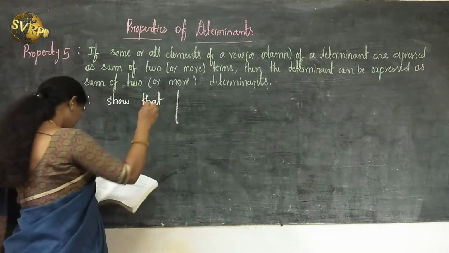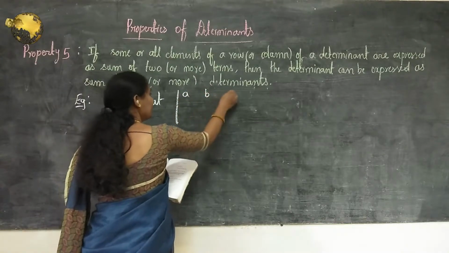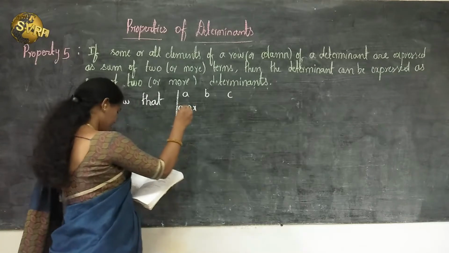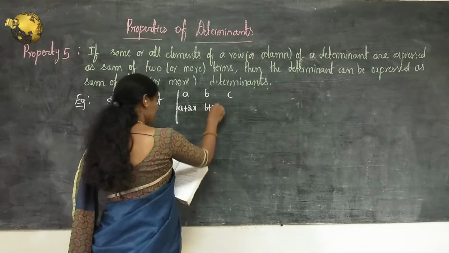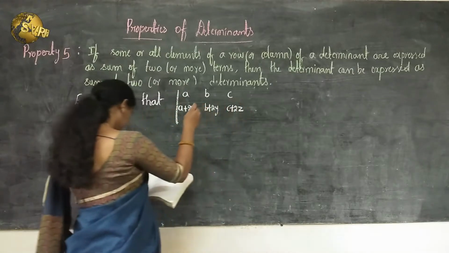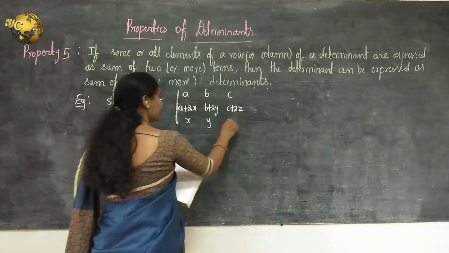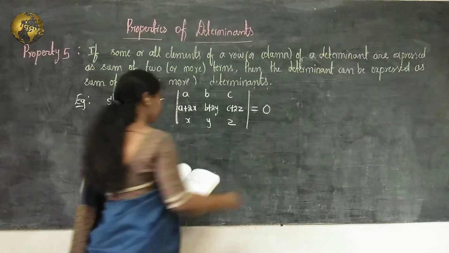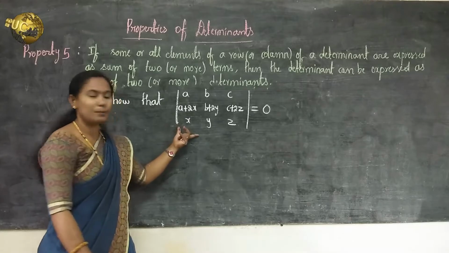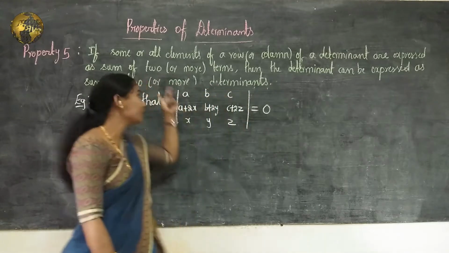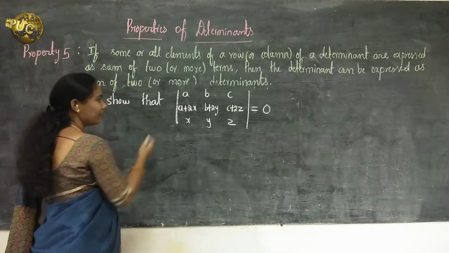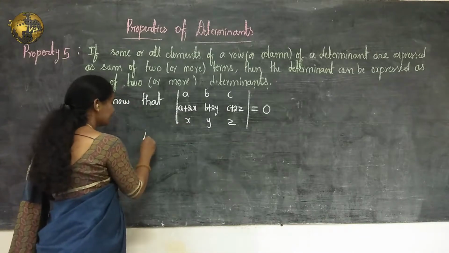Show that the determinant A, B, C, A plus 2x, B plus 2y, C plus 2z, and the third row x, y, z is equal to 0. So we have to show that this determinant value is 0. I use this property and show it. So first, let me write the given determinant as delta.